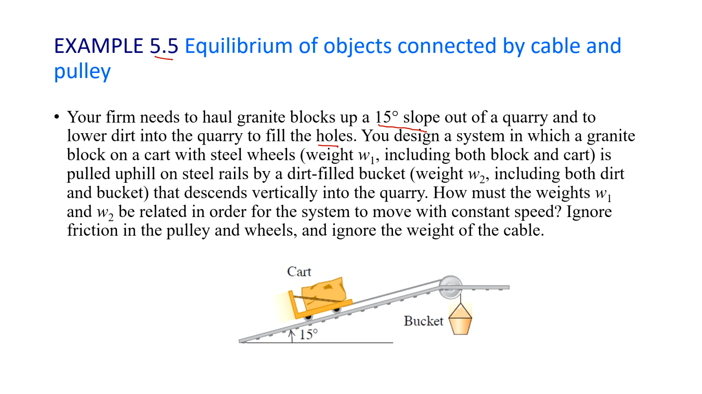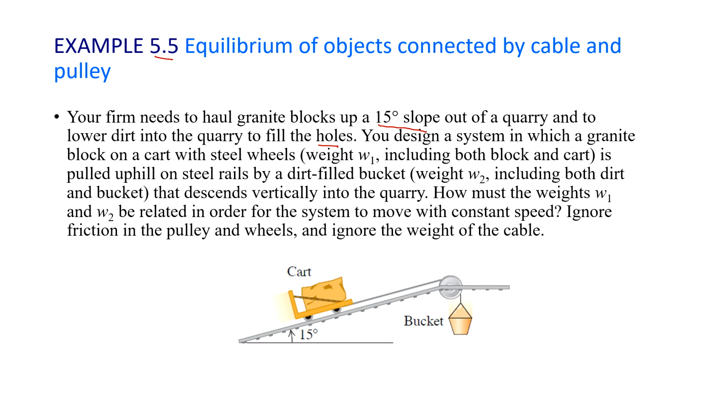You design a system in which a granite block on a cart with steel wheels, weight W1 including both block and cart, is pulled uphill on steel rails by a dirt-filled bucket, weight W2 including both dirt and bucket, that descends vertically into the quarry. How must the weights W1 and W2 be related in order for the system to move with constant speed? Ignore friction in the pulley and the wheels and ignore the weight of the cable.